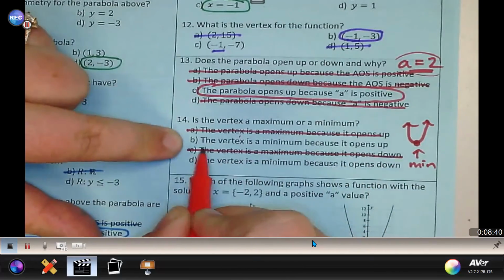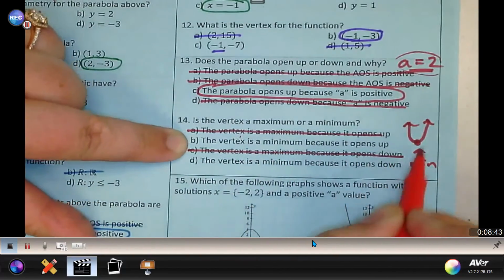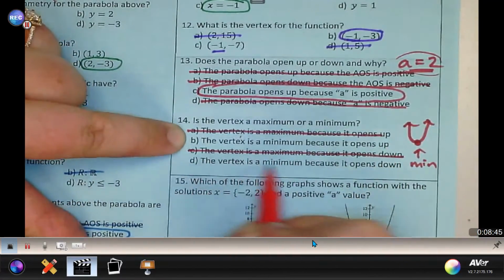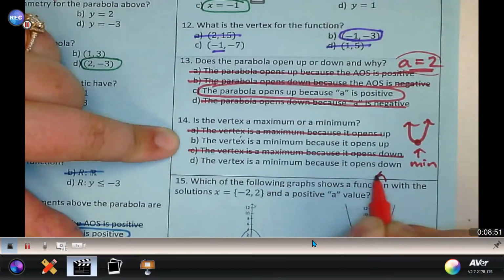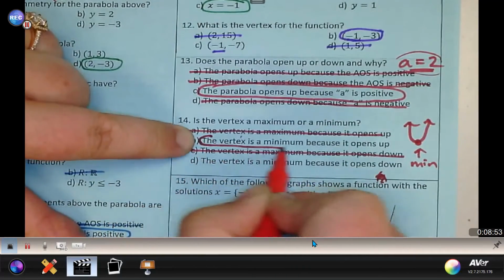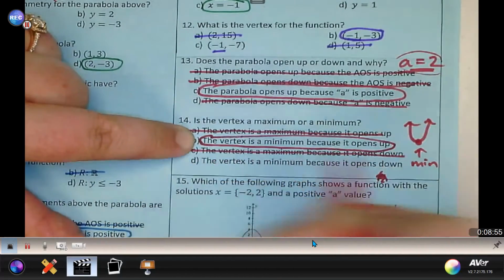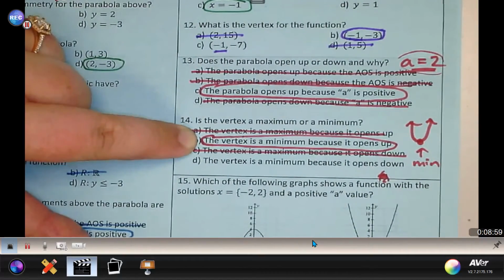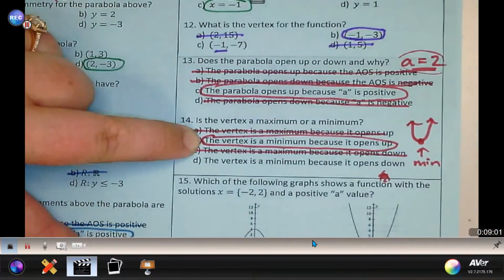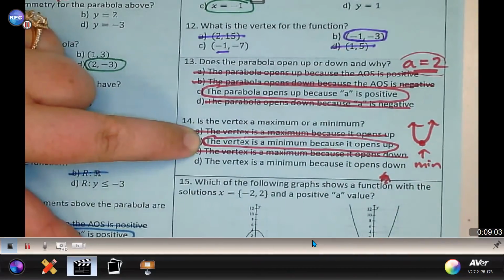So here are my two options. The vertex is a minimum because it opens up, which is what I have. The vertex is a minimum because it opens down. Well, no, if it opened down, it would be at the top, which would make it a maximum. So it has to be this one. If it opens up, then notice the vertex is at the bottom. So do a quick sketch, see what it looks like, and then determine max or min.